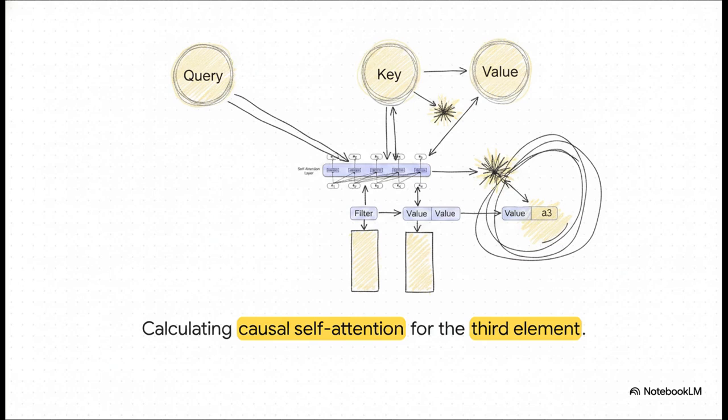Look at how the third input, x3, operates. First, it generates its query, key, and value. Then its query reaches back and compares itself to the keys of x1, x2, and even x3 itself. These comparisons generate those attention weights, which then act like a filter, deciding exactly how much of the values from x1, x2, and x3 get combined to produce the final output for that attention layer, which is A3.